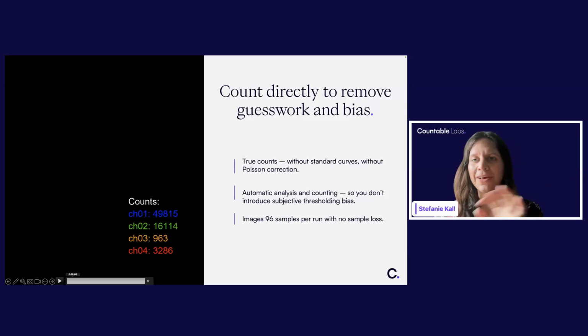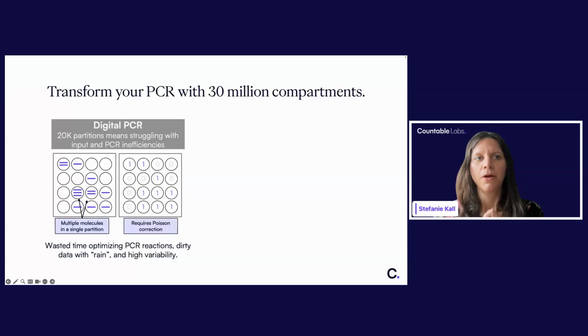So let's compare that side by side to how it works in dPCR. So going back to the compartments that occur in digital PCR, when you've got 20,000 partitions, you're really struggling with input limitations and just general inefficiencies that occur. So you waste a lot of time optimizing those reactions, as I described before. You get that data with all the rain in it.